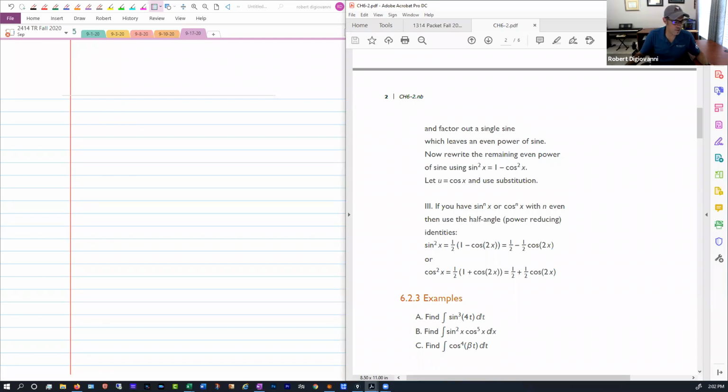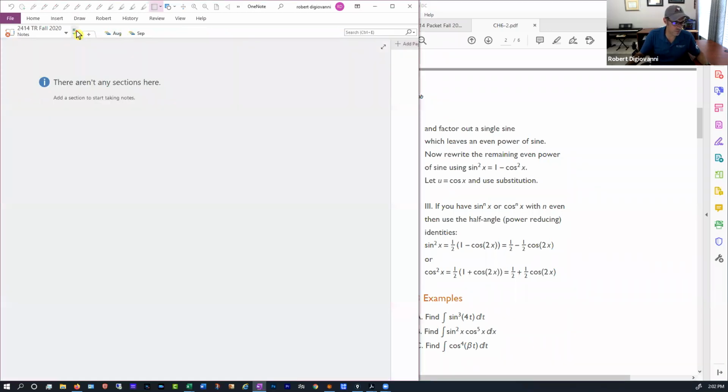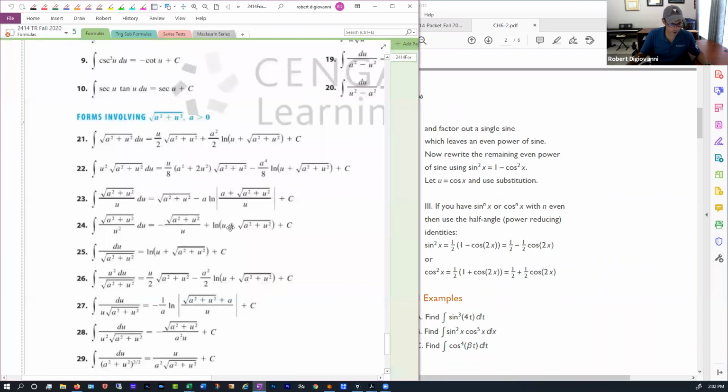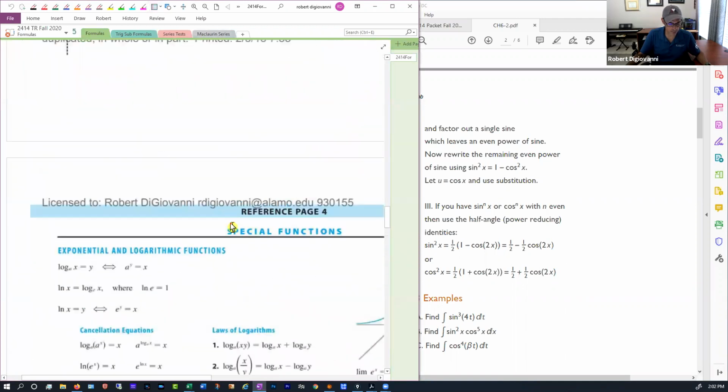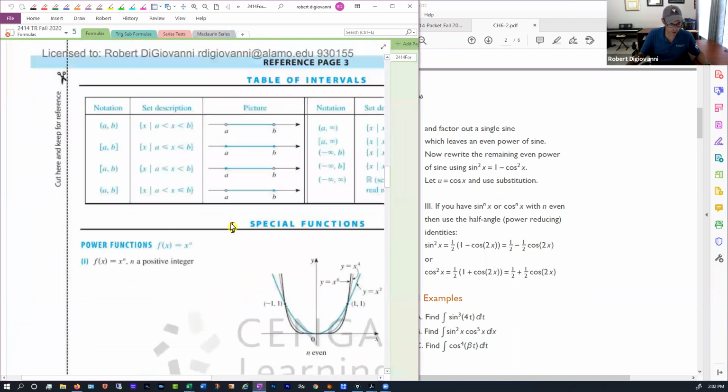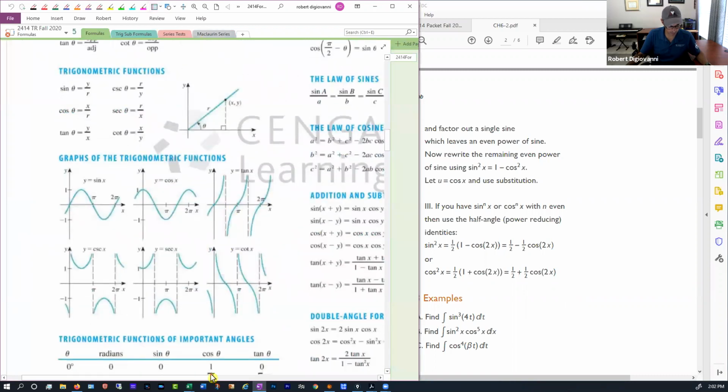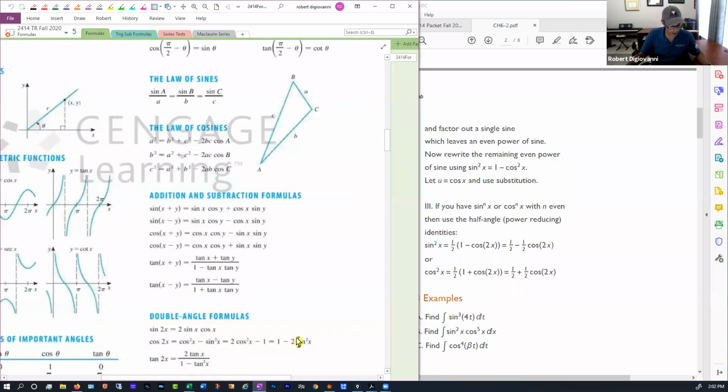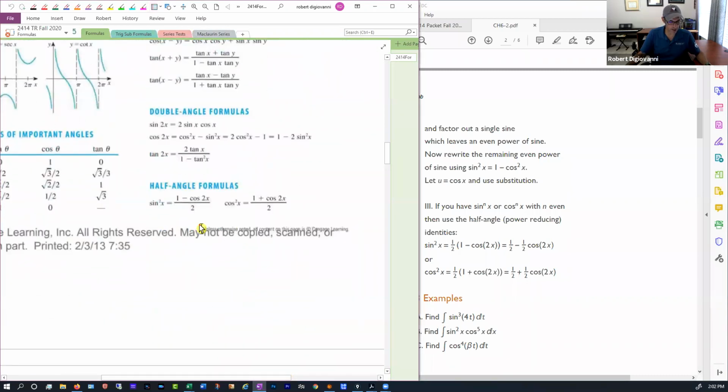You may have seen it. Let's look at it in the formula sheet and see if it looks familiar to you. This is back in pre-cal. Oh, here we go. It does have it. Half angle formulas, here they are. Do those look familiar, pre-cal?